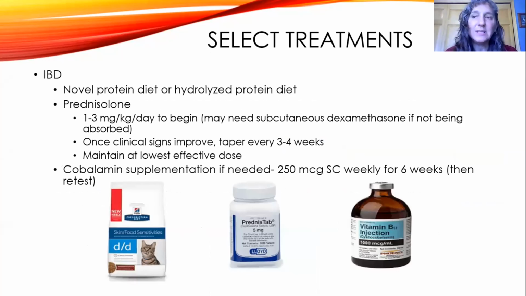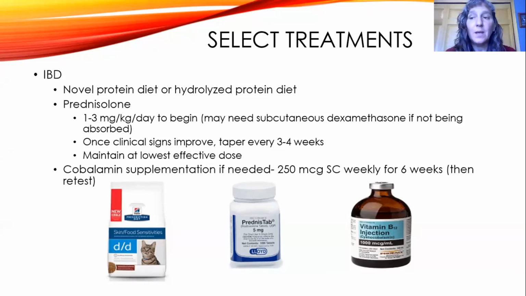For inflammatory bowel disease, using a diet as for allergy can help, along with using immunosuppressive doses of prednisolone, which can be weaned over time to a maintenance level at the lowest effective dose that keeps their diarrhea under control. If an immediate response is not seen, then injectable dexamethasone may be needed initially if the intestines are not sufficiently absorbing the oral prednisolone.